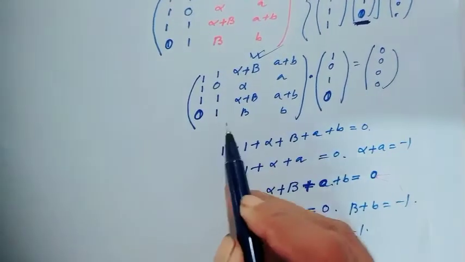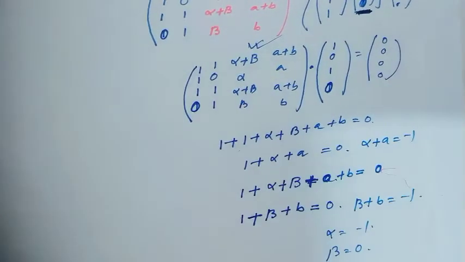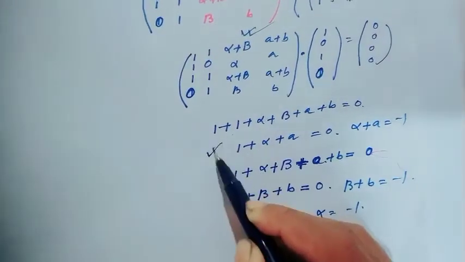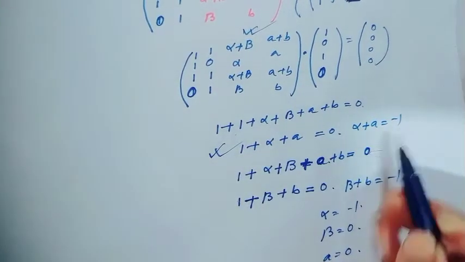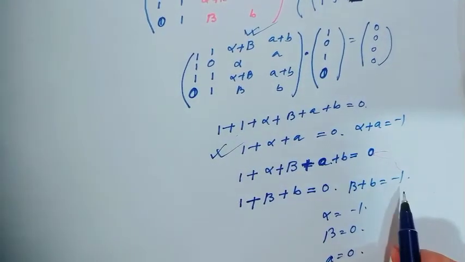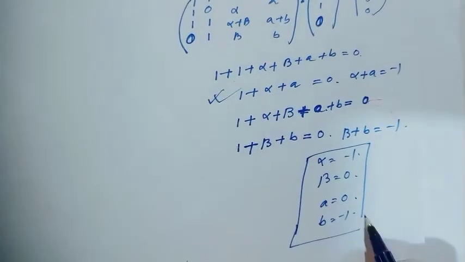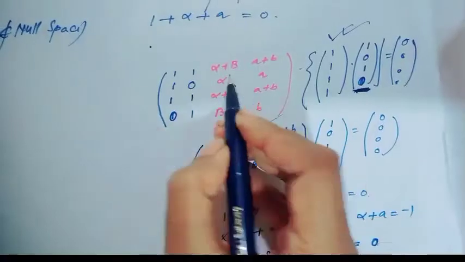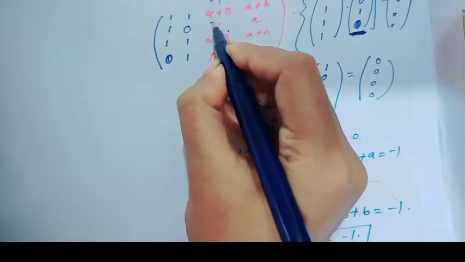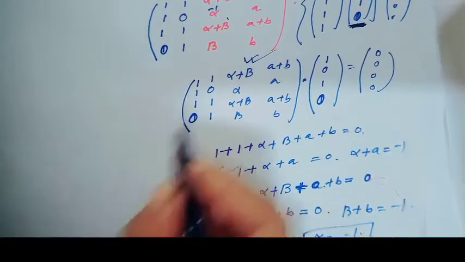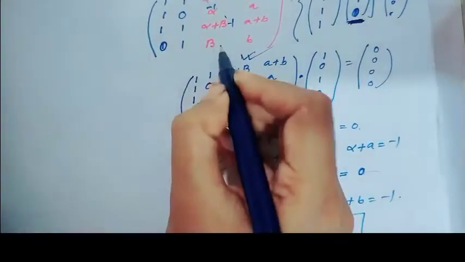And here 1 plus beta plus B equal to 0 vector, and from this expression alpha plus A equal to minus 1, beta plus B equal to minus 1. Just put the value, then I will get alpha equal to minus 1, beta equal to 0 and A equal to 0 and B equal to minus 1. Now obviously this matrix would be such type, since alpha equal to minus 1 and beta equal to 0, that means the value of alpha would be minus 1, alpha plus beta here also would be minus 1, beta equal to 0.